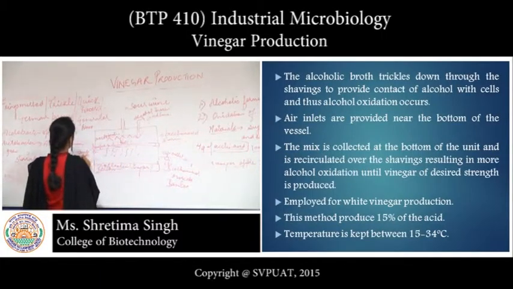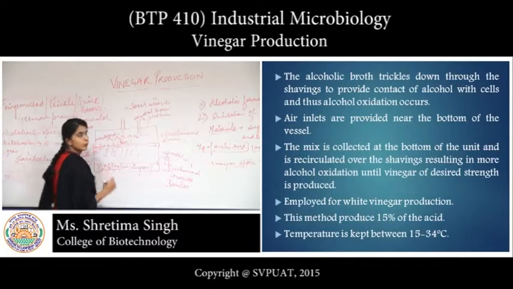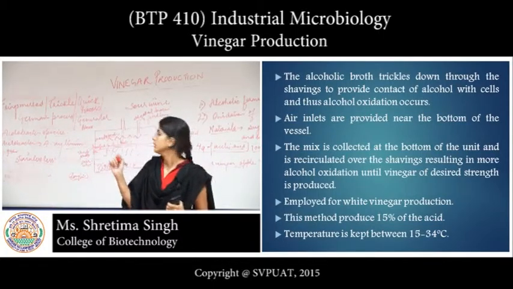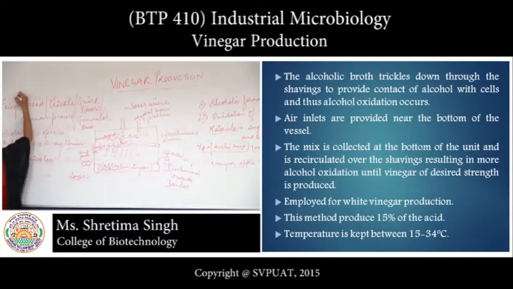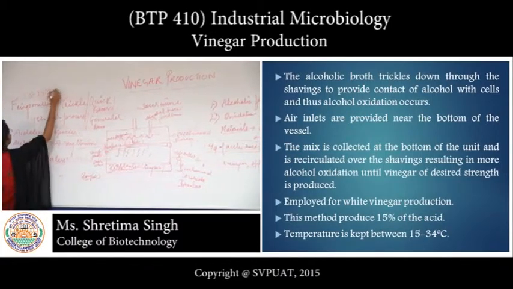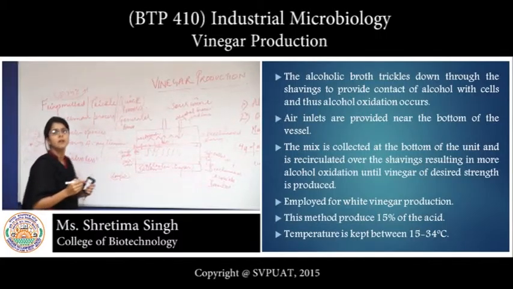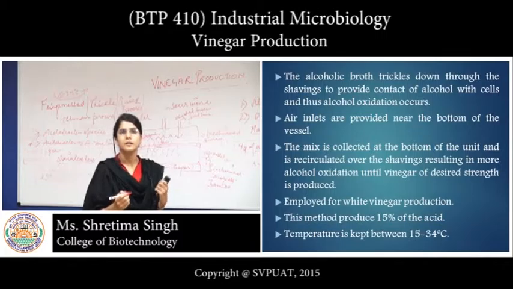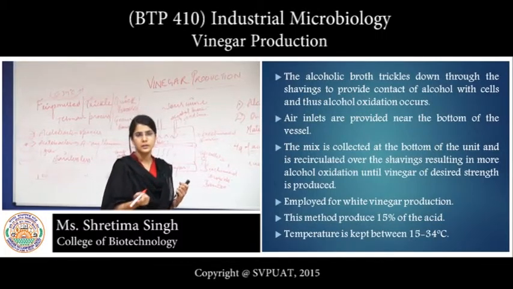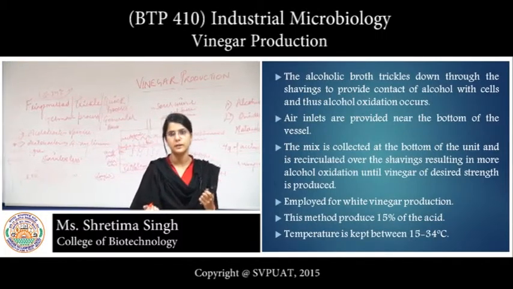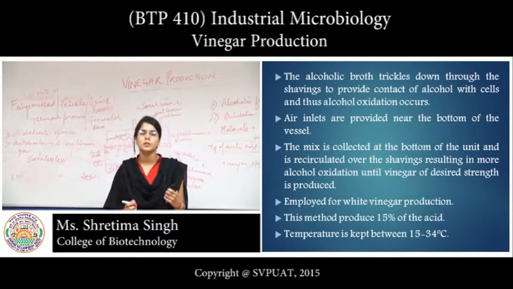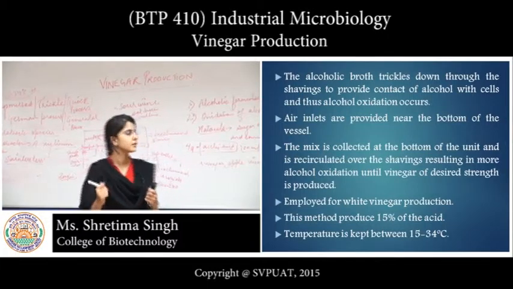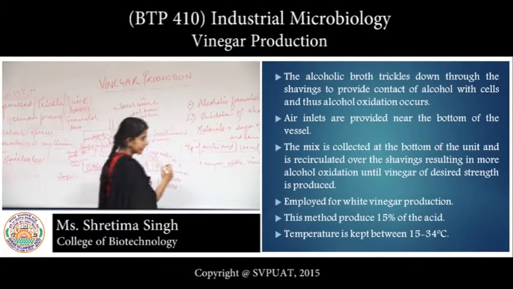And here a temperature knob was provided in order to control the temperature. The optimum temperature in this process was 15 to 34 degrees Celsius, which is the optimum temperature required for the growth of Acetobacter species, and this temperature generally inhibits the growth of certain other bacteria other than Acetobacter species. And this method was firstly a very fast method, and it used to produce 15% acetic acid. So by this method the results were quite good.